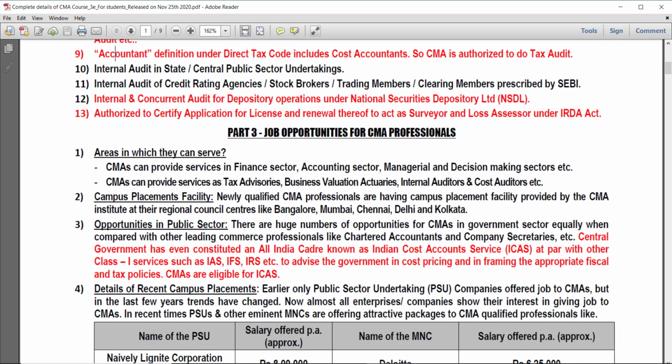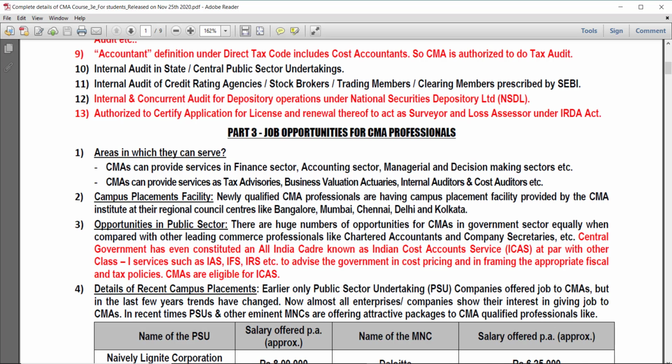So how can a qualified CMA get employment opportunities? ICMAI, which is the regulatory body of the CMA course, conducts campus placements for each and every attempt. Once the institute announces the results of each attempt, they conduct campus placements within a month, at certain regional council centers like Bangalore, Mumbai, Chennai, Delhi, and Kolkata. Those who qualify the particular CMA course in that attempt are eligible to attend these campus placements.